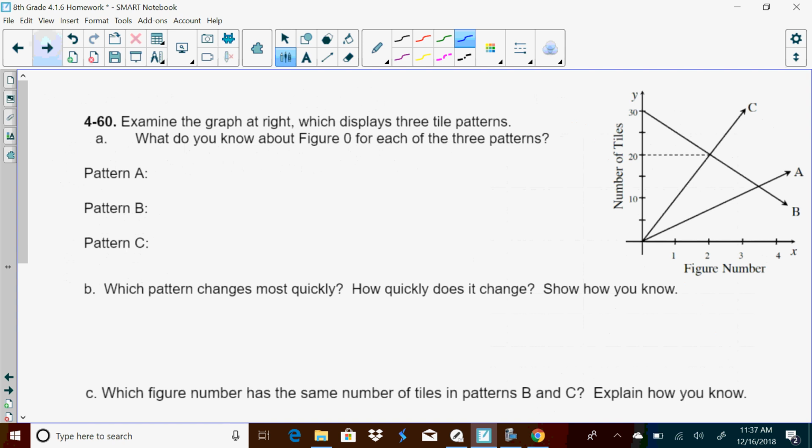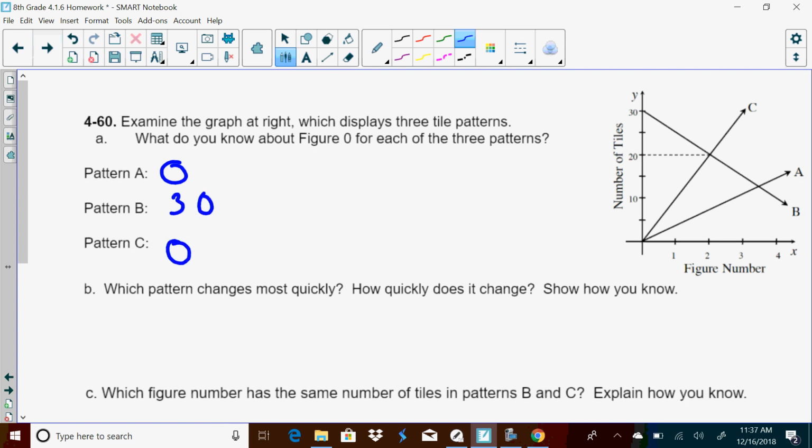Problem number 60 says examine the graph at right, which displays 3 tile patterns. What do you know about figure 0? So it didn't ask you for the equation, it just asked you what was figure 0. So in pattern A, if you look, it's going up whenever you go over 1. So this is like 5. Figure 0 starts at 0. So A was 0. B, it's starting at positive 30. And C also started at 0.